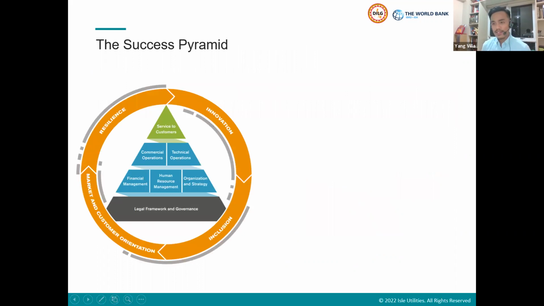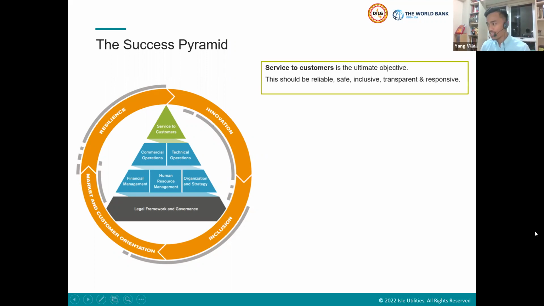We conceptualize the UOF framework based on the UOF success pyramid. And if there's one thing I'd like you to take away from this webinar today, it is what this UOF success pyramid really tells us. As you can see at the very top of the pyramid, we emphasize service to customers. This is really the apex of what utilities are trying to do. This is the ultimate objective, and service to customers should be reliable, safe, inclusive, transparent, and responsive. Again, the definitions of what it means to become a utility of the future.